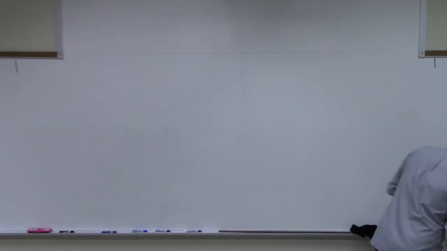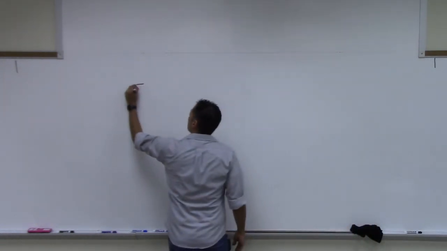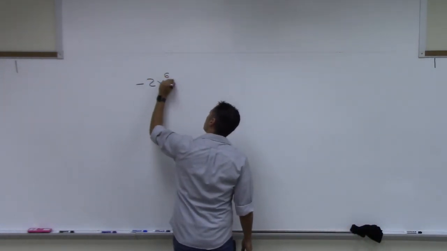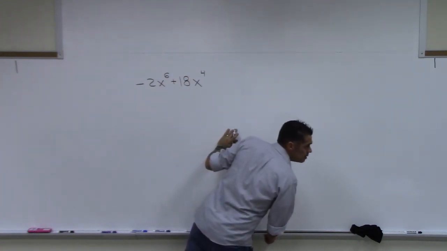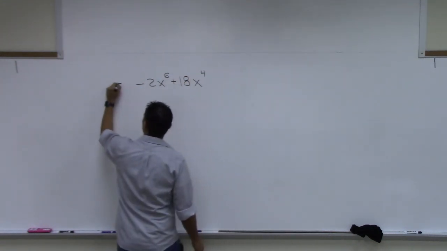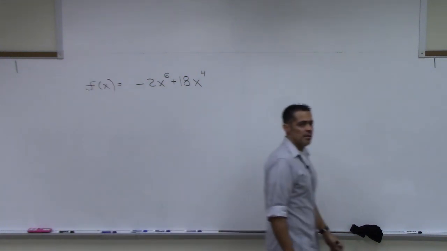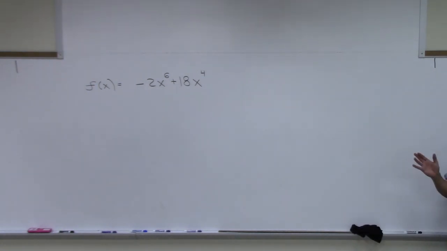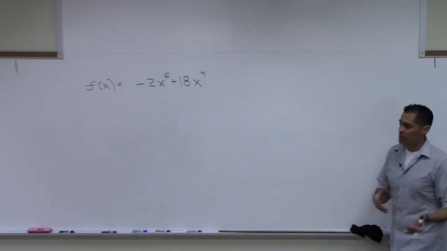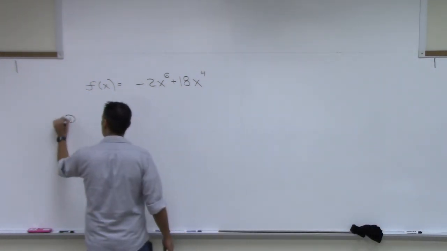So we've got negative 2x to the 6th plus 8. Negative 2x to the 6th plus 18x to the 4th. Yes, this is f of x. You're asked to sketch this, right? So this is a whole other set of steps to do this than the rational functions. So the first step for this, what's the first step for this?